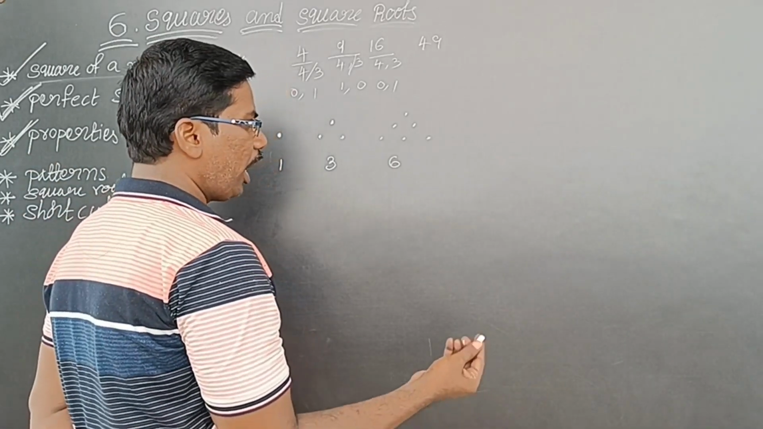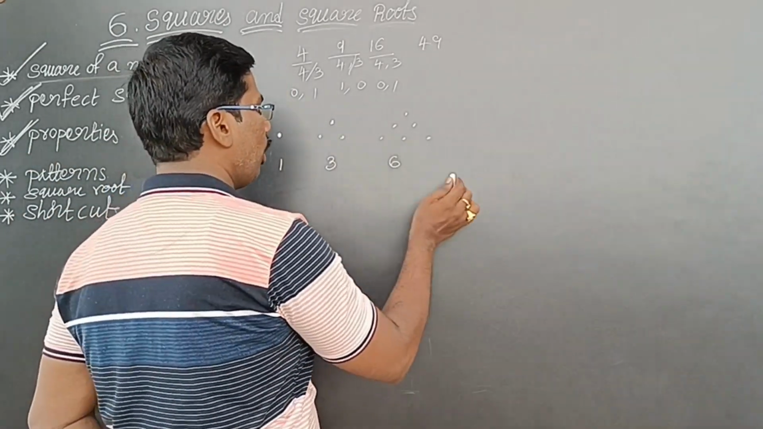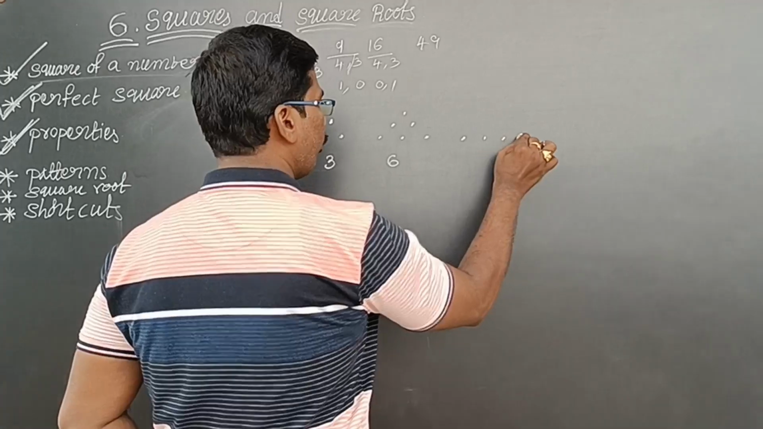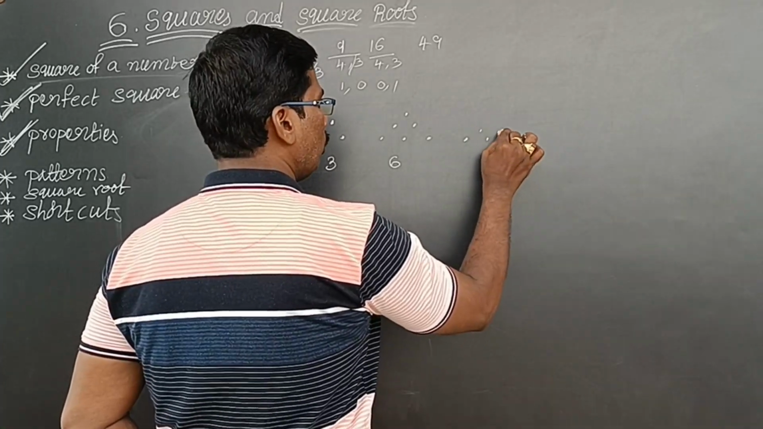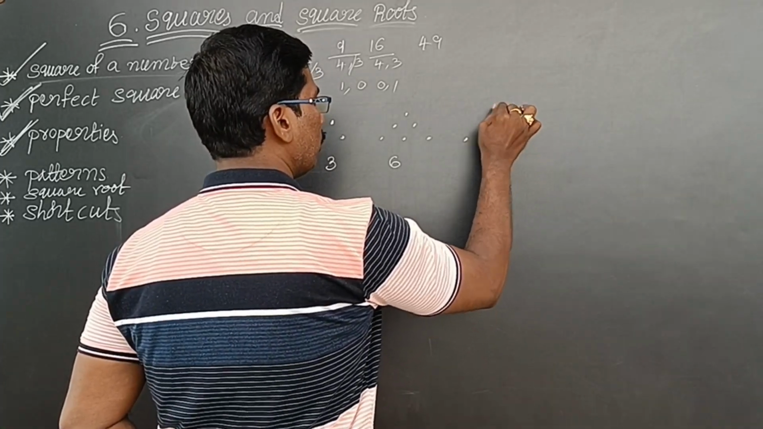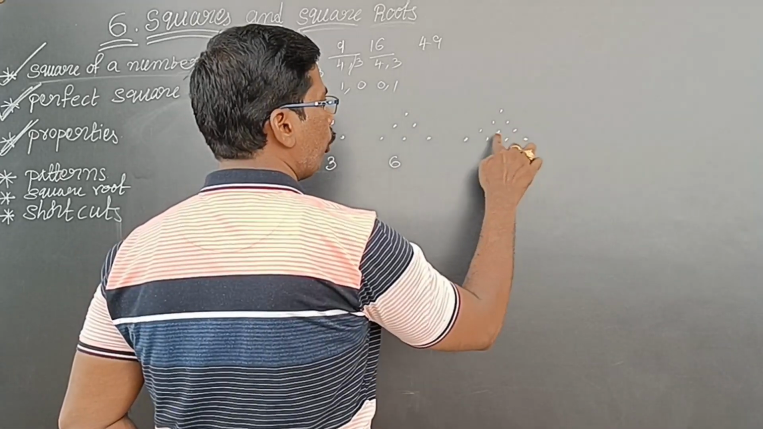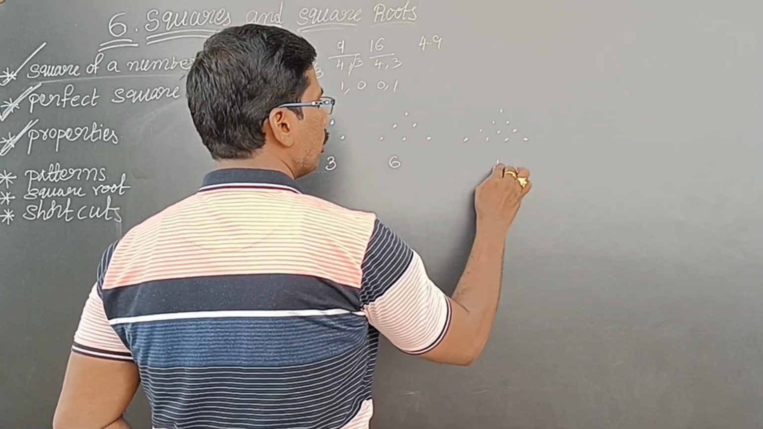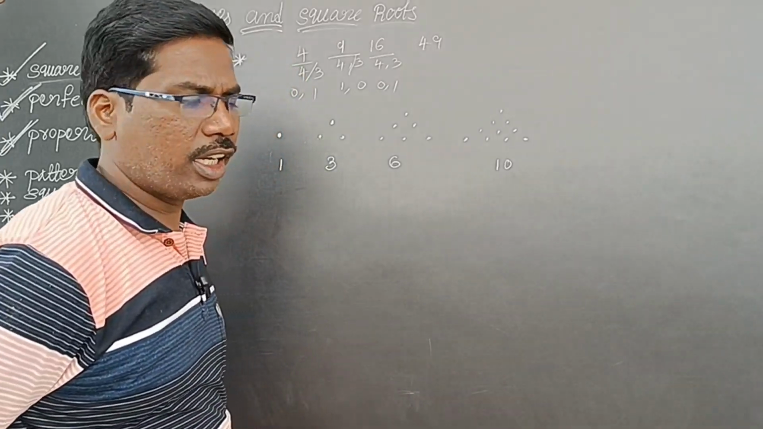Now, what number will I get? Here 1, 2, 3. Now 4 I will take: 1, 2, 3, 4, then 1, 2, 3, then 1, 2, 1. Now 1, 2, 3, 4, 5, 6, 7, 8, 9, 10. So the next triangular number is 10.